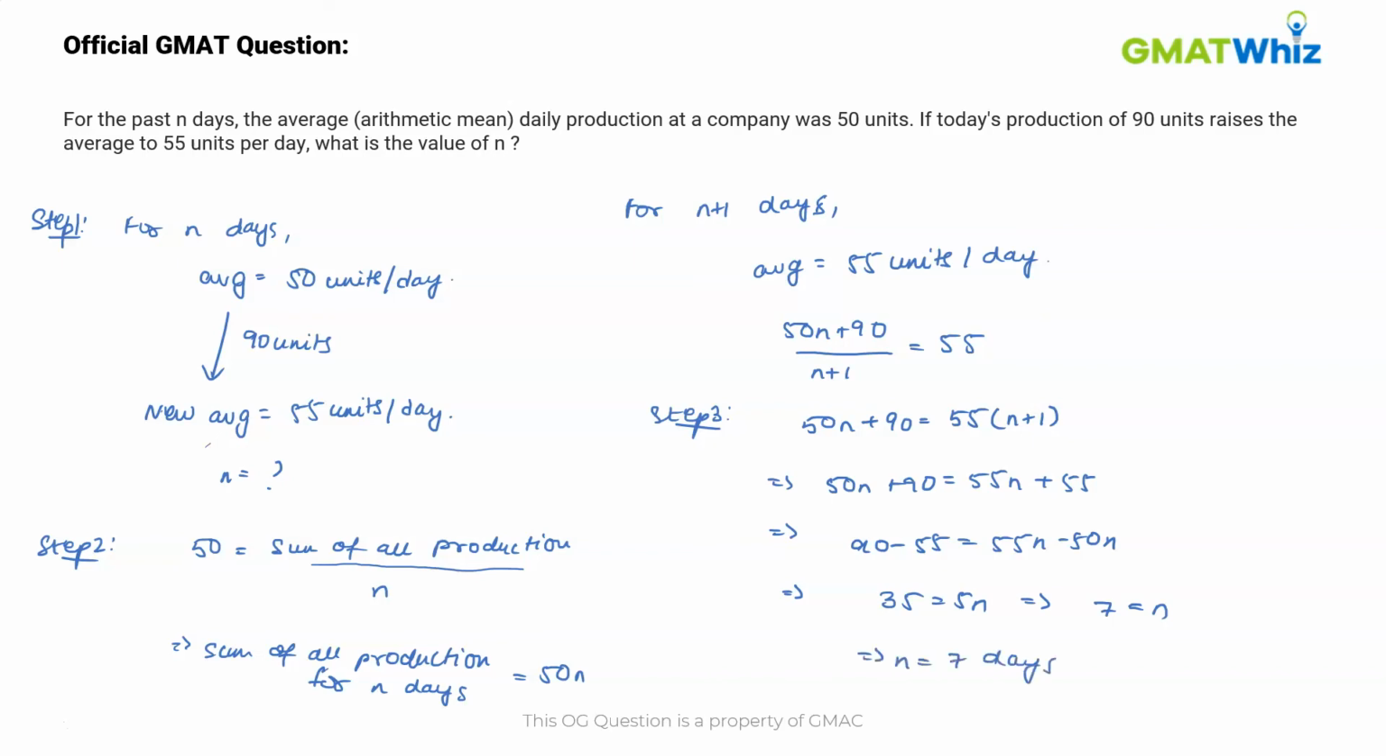That means for 7 days, the average daily production at a company was 50 units, which is the option E.